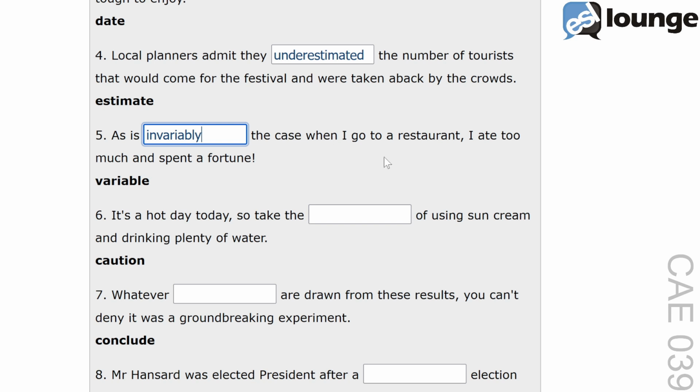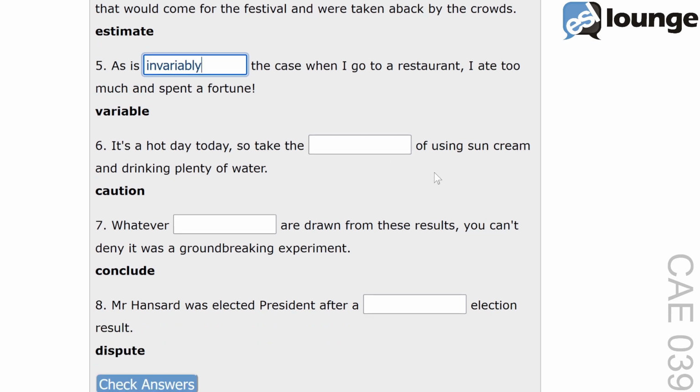Question 6. It's a hot day today, so take the blank of using sun cream and drinking plenty of water. The base word is caution. The correct form here is precaution. Precaution is a noun that refers to a measure taken in advance to prevent harm. It implies an action done to protect against possible danger. For example, as a precaution, they installed security cameras around the building.